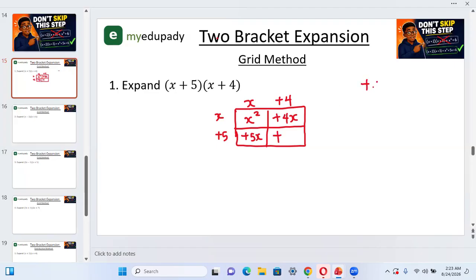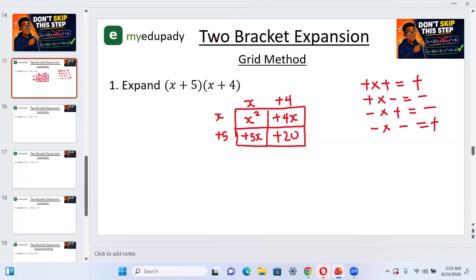Never forget your sign multiplication. Plus times plus is a plus. Plus times minus is a minus. Minus times plus is a minus. Minus times minus is a plus. Take note, when you multiply two signs that are the same, you are getting positive. When you multiply two signs that are different, you are getting negative. Never forget that. So back to our question. Plus times plus gives us a plus. Then 5 times 4 gives us 20.